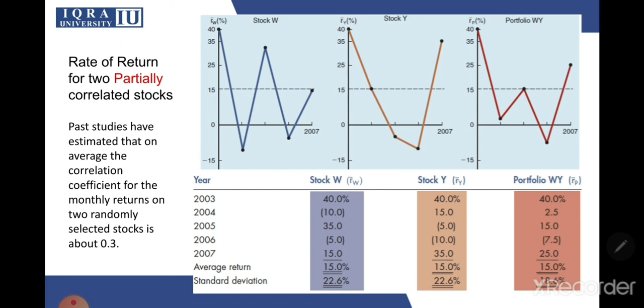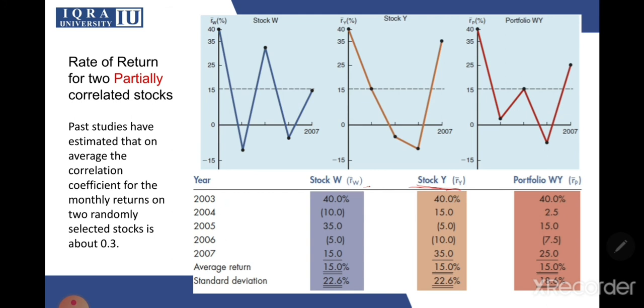And past studies have estimated that on average, the correlation coefficient between the returns of two randomly selected stocks is about 0.3. So, under this condition, combining stocks into portfolios reduces risk but does not completely eliminate it, which you can see over here as well. So over here again you have stock W and now you have stock Y. Now both stocks neither have identical movements, nor perfectly opposing directions. Okay, so they have a relationship where they move together, but that is only 0.3.